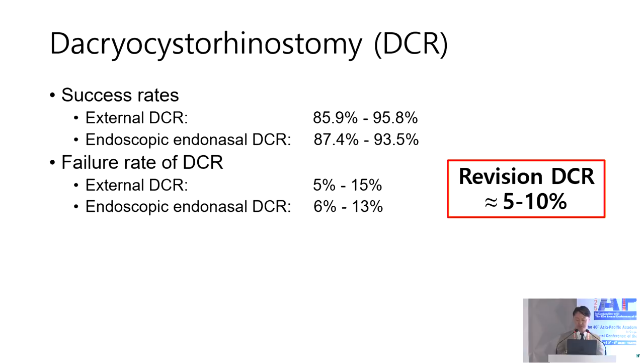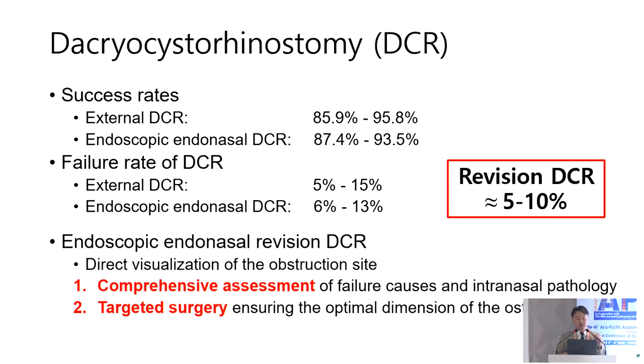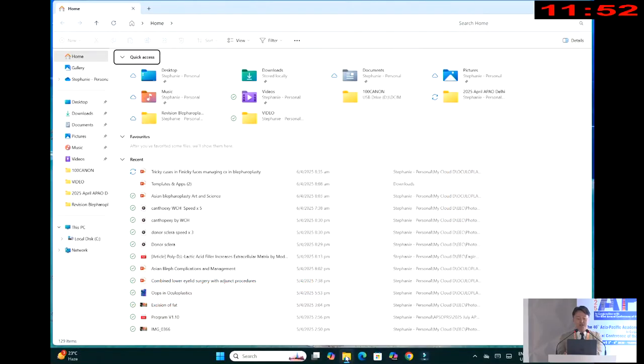So I'm going to talk about revision endoscopic DCR. As you all know, DCR is the standard treatment for complete NLDO, showing a high success rate. However, in 5 to 10% of cases, we need to perform revision DCR. For revision DCR, the endoscopic endonasal approach is very useful as it allows for comprehensive assessment of failure causes and targeted surgery.